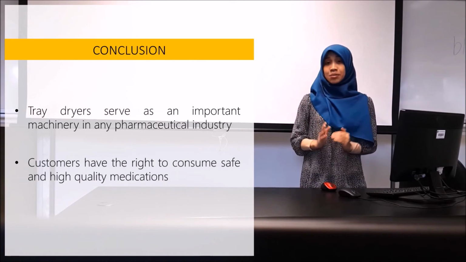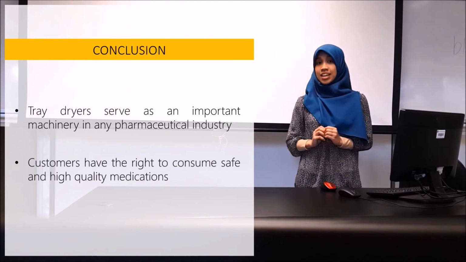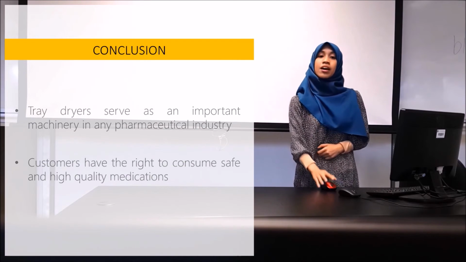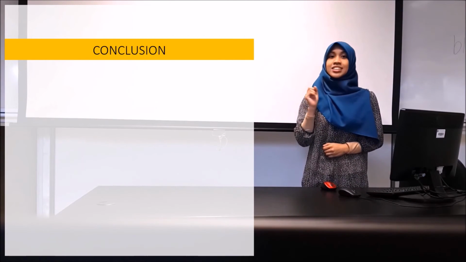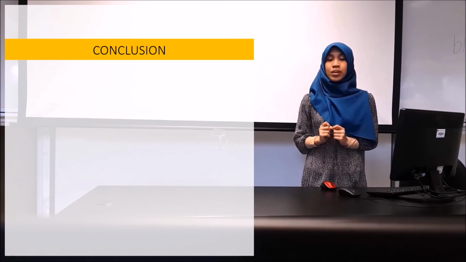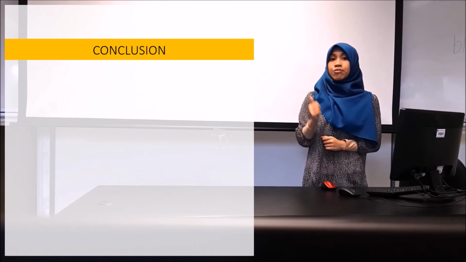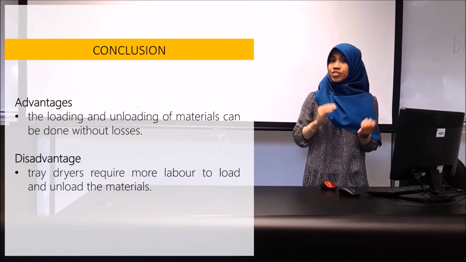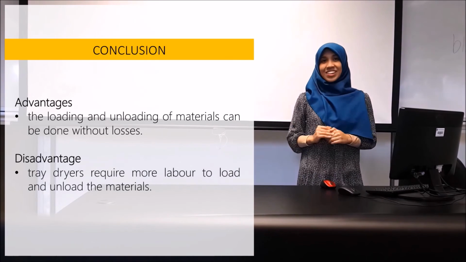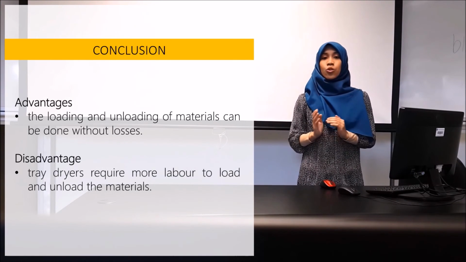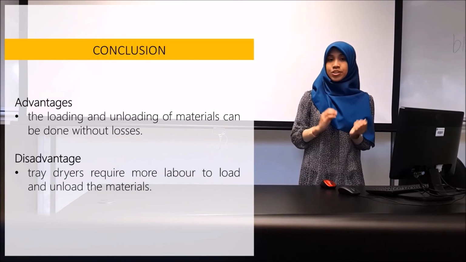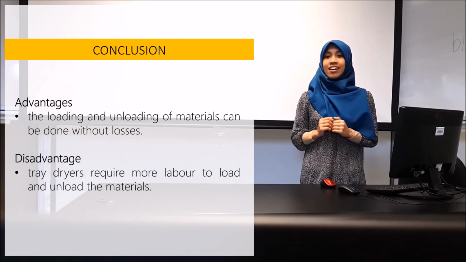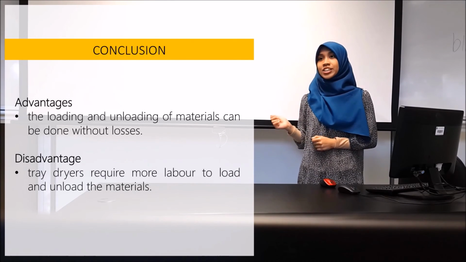Tray dryers serve as an important machinery in any pharmaceutical industry. Customers have the right to consume safe and high-quality medications. However, there are advantages and disadvantages in this industry, or the tray dryer. The advantage of using the tray dryer is the loading and unloading of materials can be done without losses. For the disadvantage, the tray dryers require more labor to load and unload the materials. Therefore, appropriate safety measures have to be taken care to ensure the smooth operation of tray dryer in the pharmaceutical industry.